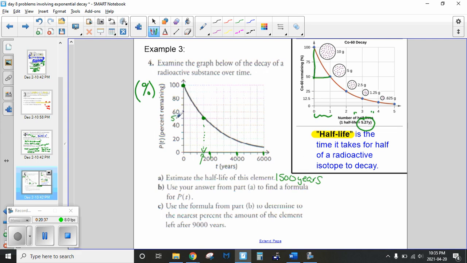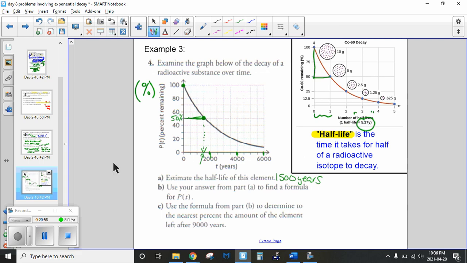So this is 50% remaining, which is exactly what I was looking for, half of it. And the time that that corresponds with is around 1500 years. Okay, use your answer from part A to find a formula for the percent remaining.